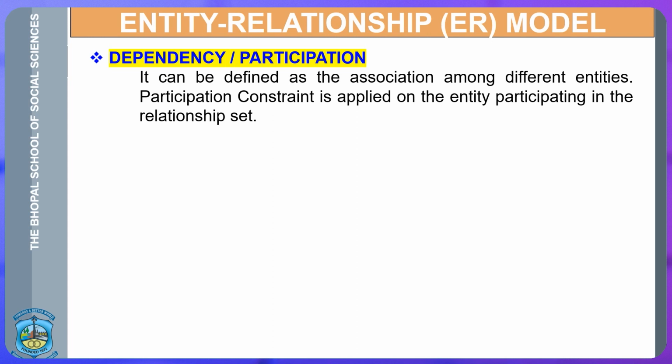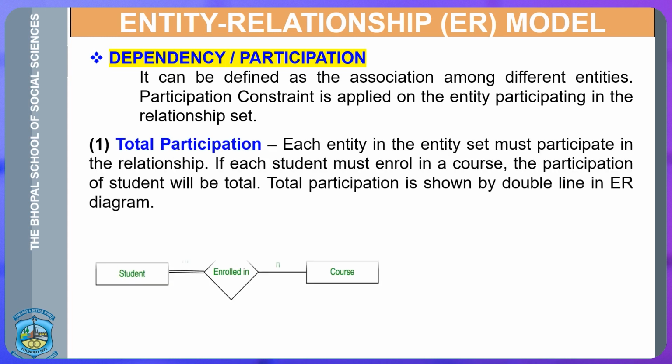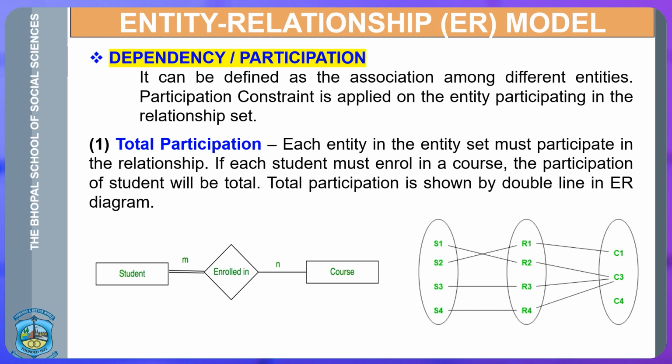A participation constraint is applied on an entity participating in a relationship set. Based upon this, we can have two types of participation. First is called total participation, in which all the entities are mapped with the other entity, and partial participation, in which some entities are mapped with the other entities. First we look at total participation. In total participation, each entity in an entity set must participate in a relationship.